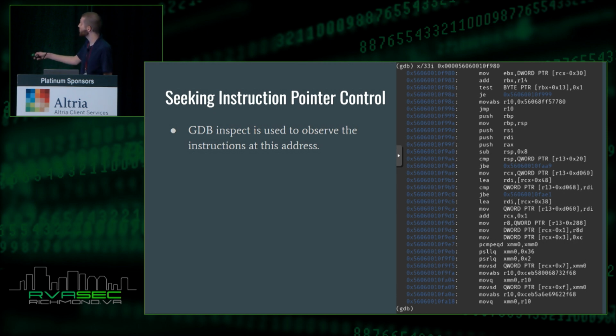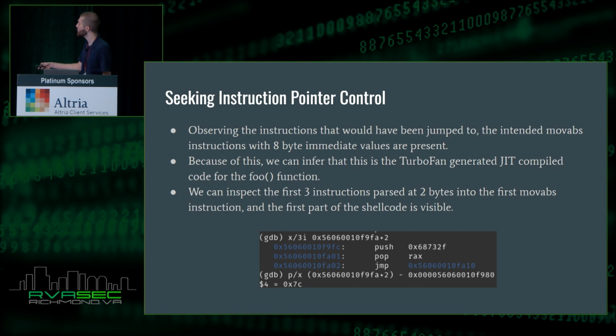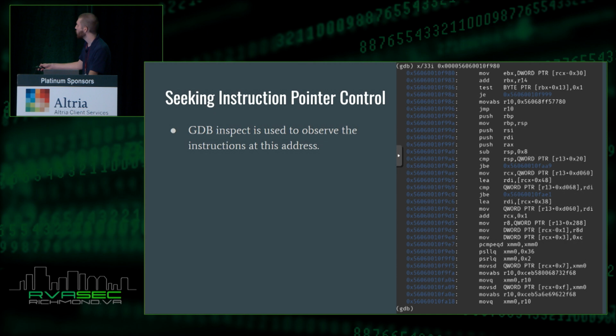So if we look at what's at that final address we ended up with, we see something that should look familiar. It's a different assembly flavor here compared to earlier, but we see those long movabs instructions with those long 8-byte immediate values, and this is the start of our foo function as it got compiled by the JIT. So this is exciting for us because we know that if we jumped into the start of one of those movabs immediate arguments, we would be executing our shellcode.